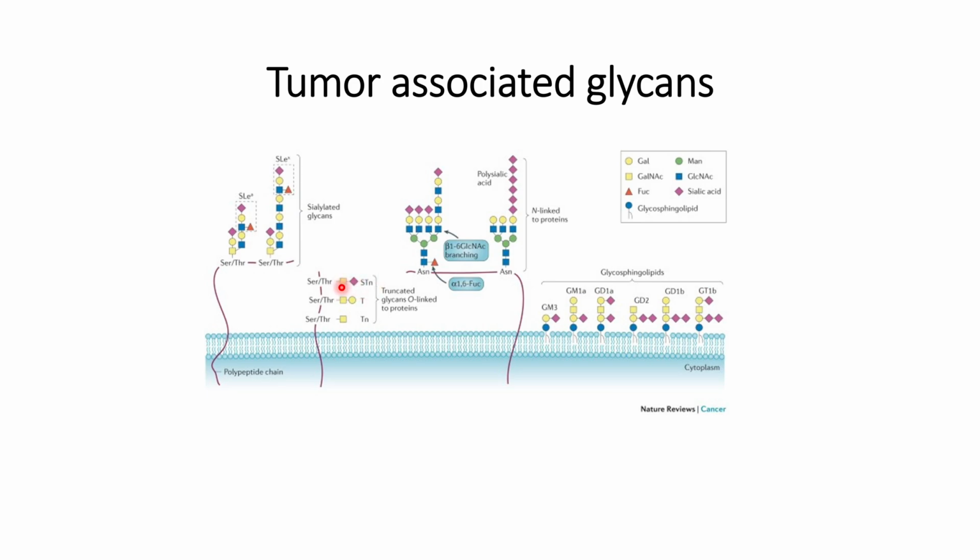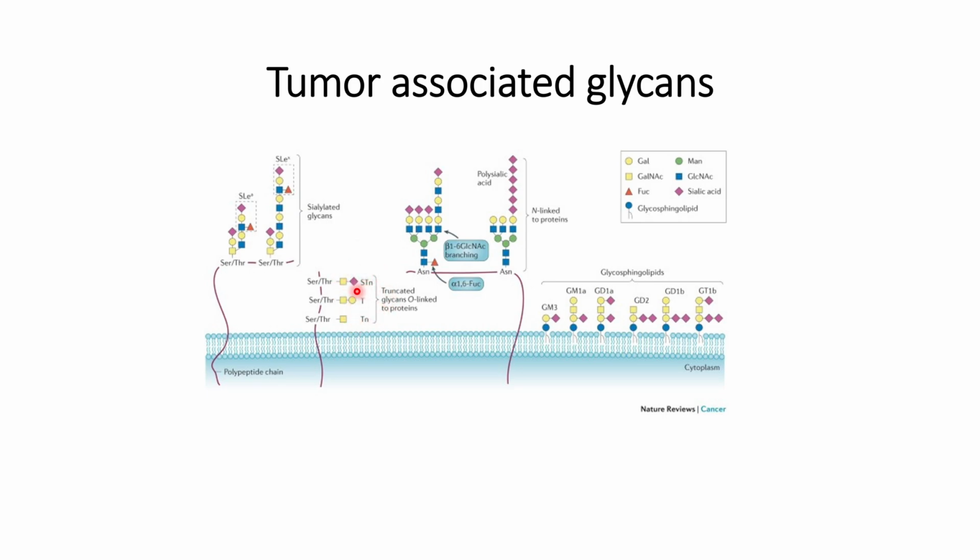The STn antigen is the sialyl Tn antigen. Sialic acid is attached to GalNAc, N-acetyl-galactosamine. This purple one is N-acetyl-glucosamine, GlcNAc. I'm not able to recall the complete full name. Let's consider the purple one as GlcNAc, and the yellow one as GalNAc, N-acetyl-galactosamine.